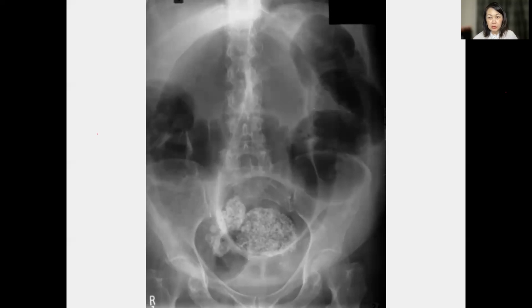Sigmoid volvulus. Yeah, this is sigmoid volvulus. Good. Coffee bean sign. So you will see a big coffee bean in the whole abdomen. This is the bean, and this is the center of the bean. This is sigmoid volvulus, when the apex points towards the right side. Good, sigmoid volvulus, no one should miss this.